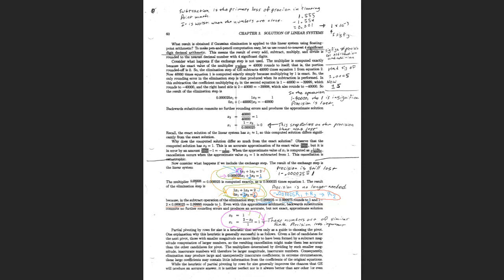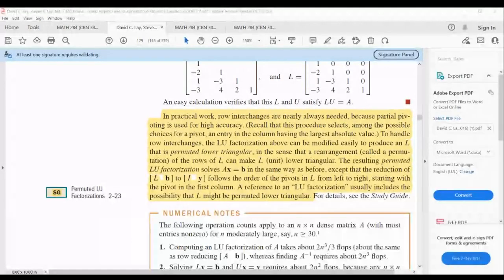All right, well, now, let me go to the book here. Let me go to the book. So in the book, they talk about how in practical work, row interchanges are always needed to reduce the matrix A to echelon form U. So in the LU factorization that you've experienced in section 2.5, you've not done any row interchanges.